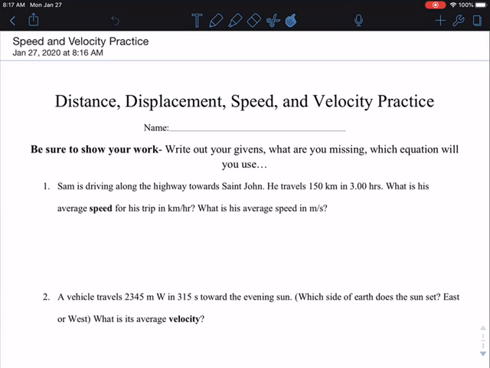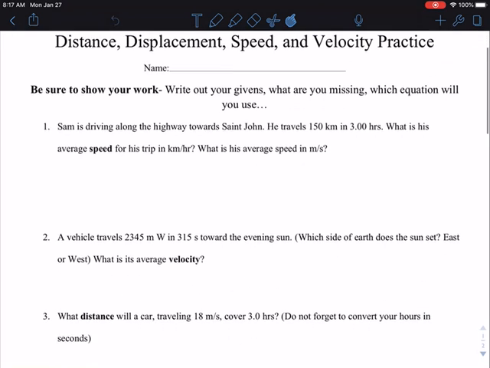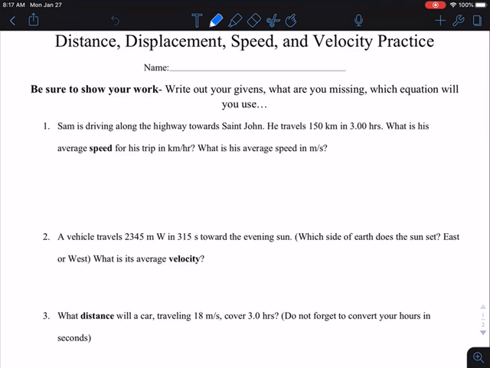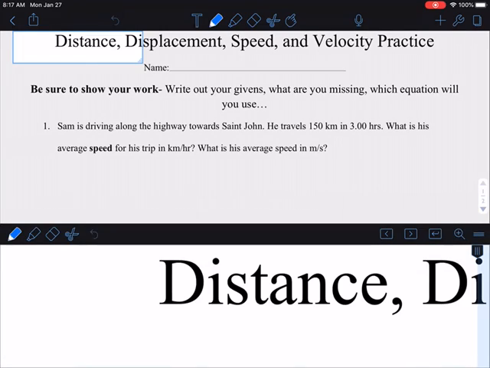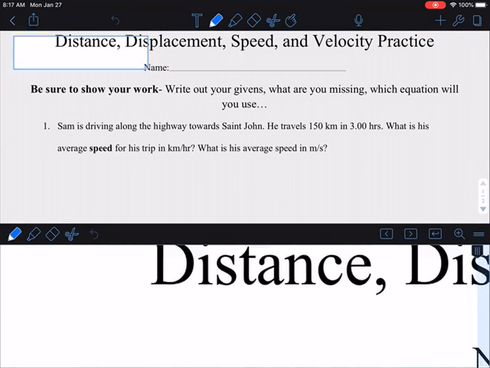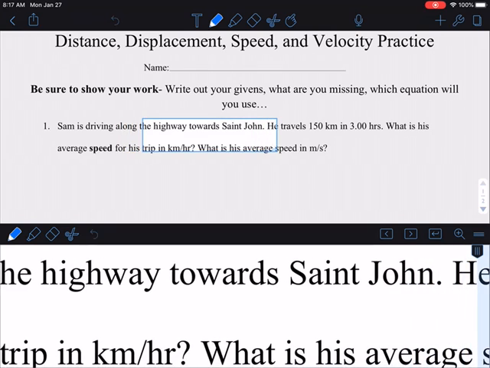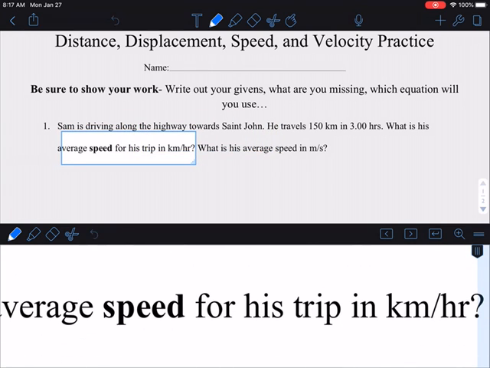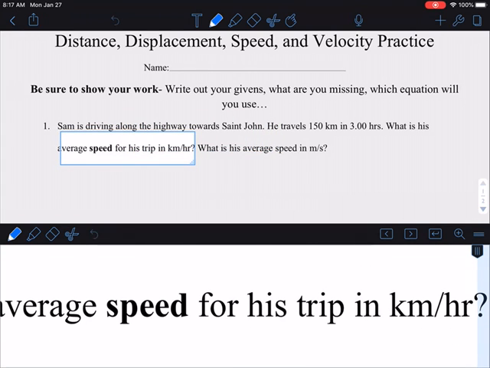Okay, let's go ahead and go over our last practice worksheet. So, number one, Sam is driving along the highway towards St. John. He travels 150 kilometers in 3 hours. What is his average speed for this trip in kilometers per hour?